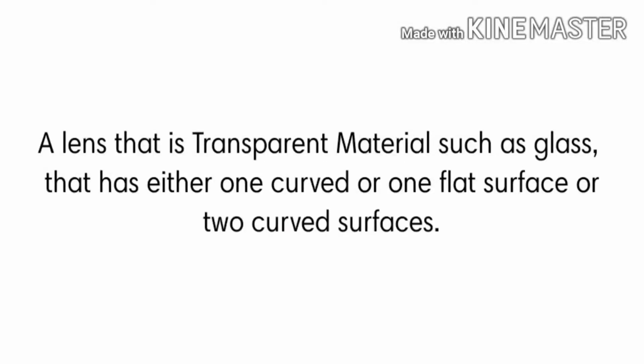My topic for today is the types of lens. A lens is a transparent material with either one curved surface and one flat surface, or two curved surfaces, as with mirrors. These lenses are either convex or concave.